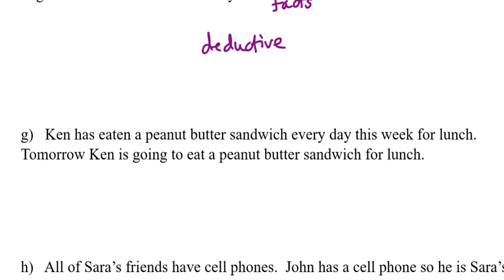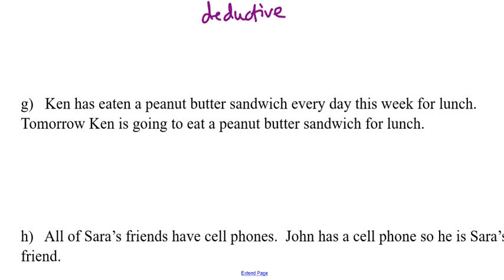Flip your notes over, and when you're ready, go ahead and follow along with this example here. So Ken has eaten a peanut butter sandwich every day this week for lunch. Tomorrow, Ken is going to eat a peanut butter sandwich for lunch. Okay. Now, I think it is a fact, right? It is a fact that he's eaten a peanut butter sandwich every day this week for lunch. So you could consider that a fact, right? But we're now making a prediction based on what he's done in the past. We're making a prediction about the future. Tomorrow, he's going to eat a peanut butter sandwich for lunch. Okay, so this right here is more like we're going on a pattern, right?